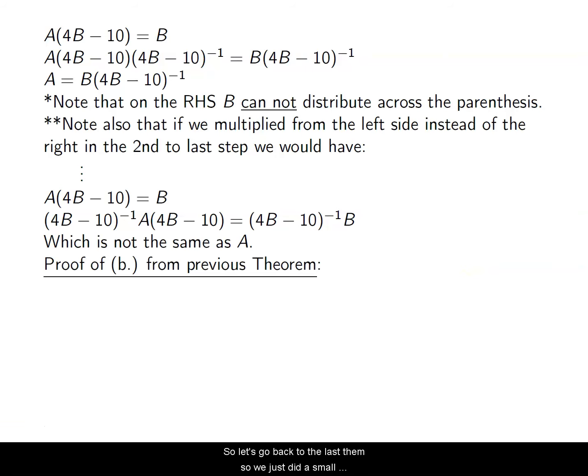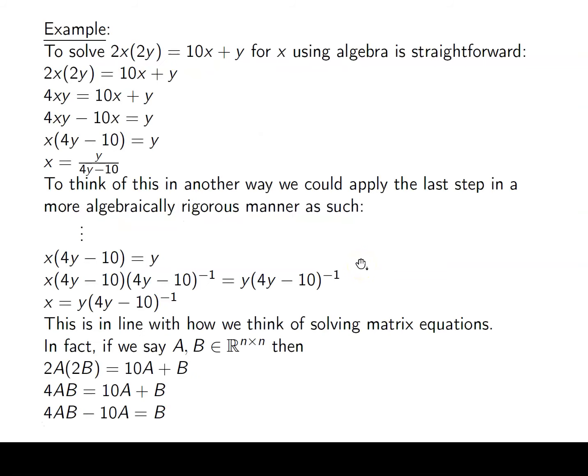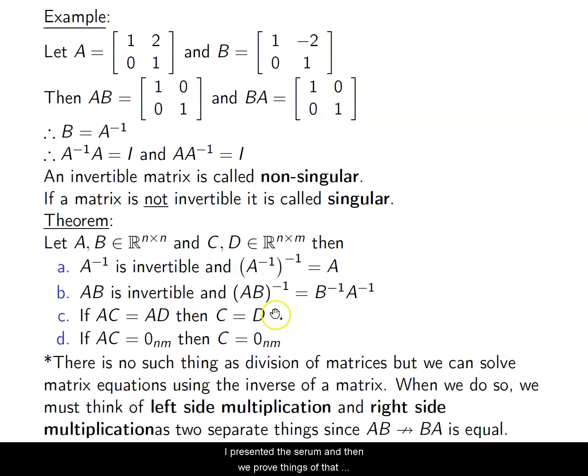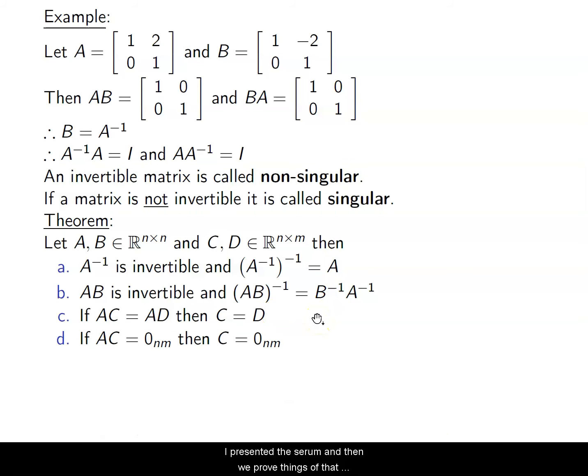So let's go back to the last theorem. We just did a small exploration. We're going to use this idea of solving matrix equations to prove B from our previous theorem. A typical thing that we do in a class is we are presented a theorem and then we prove parts of that theorem, right? So this is a 4-prong theorem. We're going to choose B. We're going to solve this, okay?